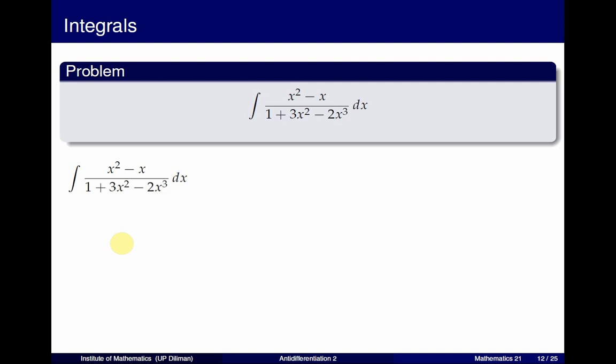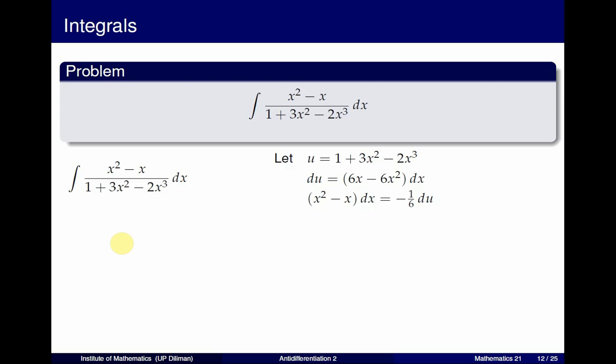So here, notice that the denominator 1 plus 3x squared minus 2x cubed has derivative 6x minus 6x squared. And we have x squared minus x, which is negative 1/6 of 6x minus 6x squared. So that means that we will take our u to be 1 plus 3x squared minus 2x cubed. And of course, as I've said a while ago, du is (6x minus 6x squared) dx. And (x squared minus x) dx is negative 1/6 du. We just factor out the negative 6 from the right-hand side in the second equation there.